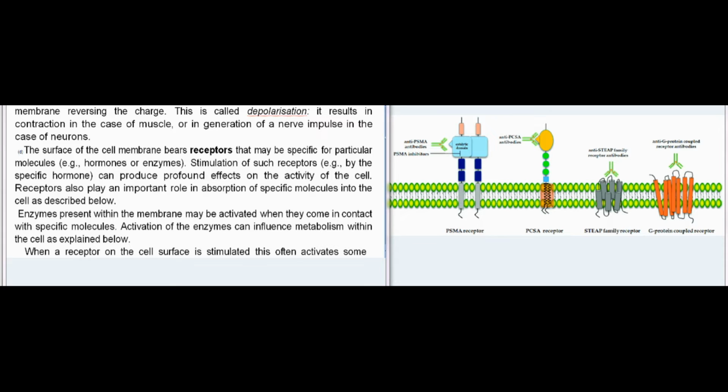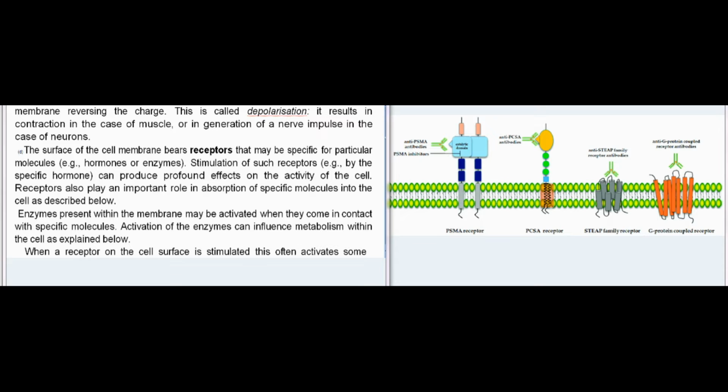D. The surface of the cell membrane bears receptors that may be specific for particular molecules, for example hormones or enzymes. Stimulation of such receptors, for example by the specific hormone, can produce profound effects on the activity of the cell. Receptors also play an important role in absorption of specific molecules into the cell as described below. Enzymes present within the membrane may be activated when they come in contact with specific molecules. Activation of the enzymes can influence metabolism within the cell as explained below.